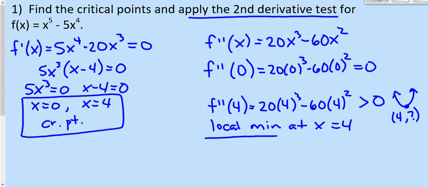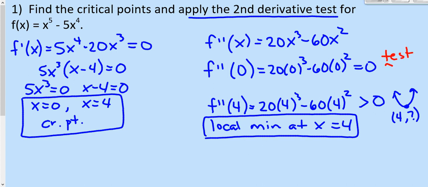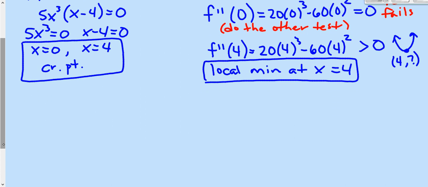Now, what are we going to do about 0? We can't avoid it anymore. If you get 0 from using the second derivative test, we say the test fails. And if the test fails, guess what you get to do? The other test. What's the other test? The first derivative test. So let's do that. So that means we need to establish intervals around 0.